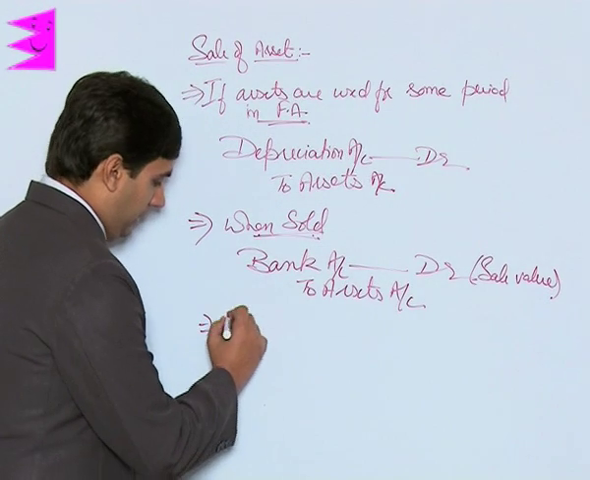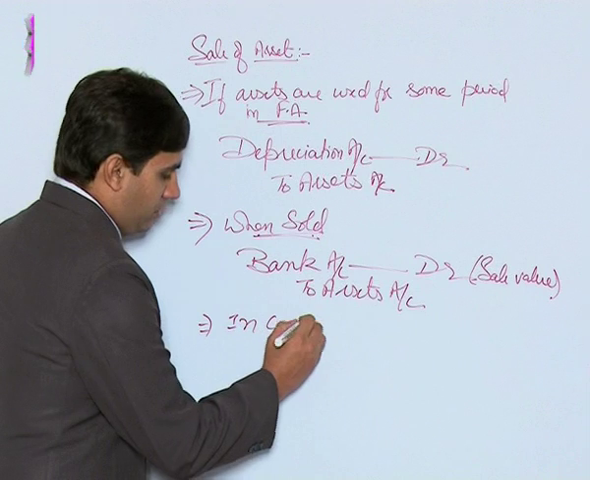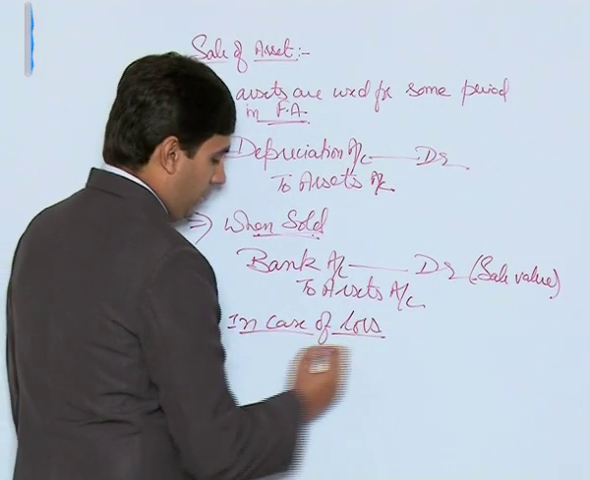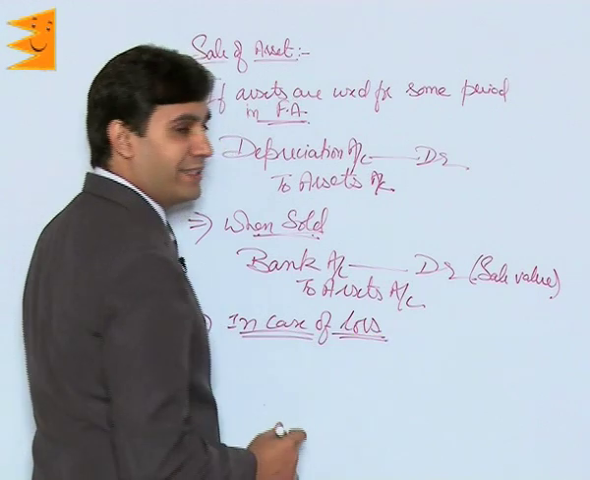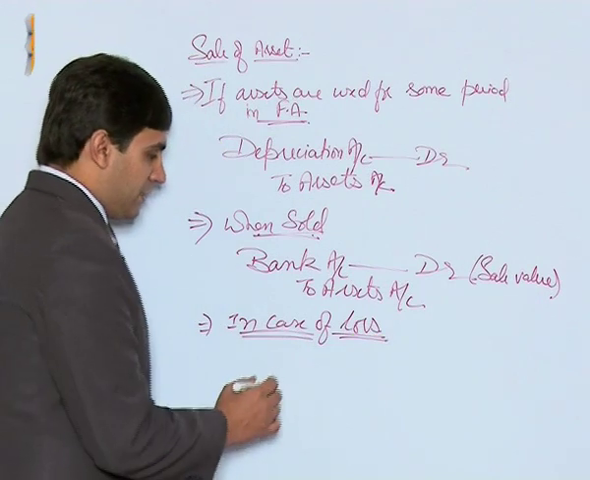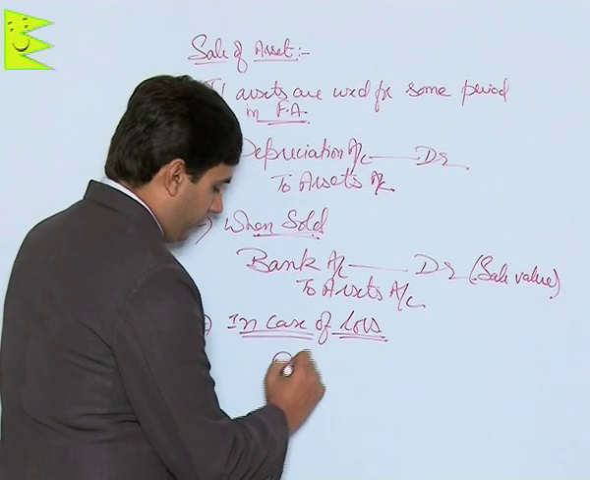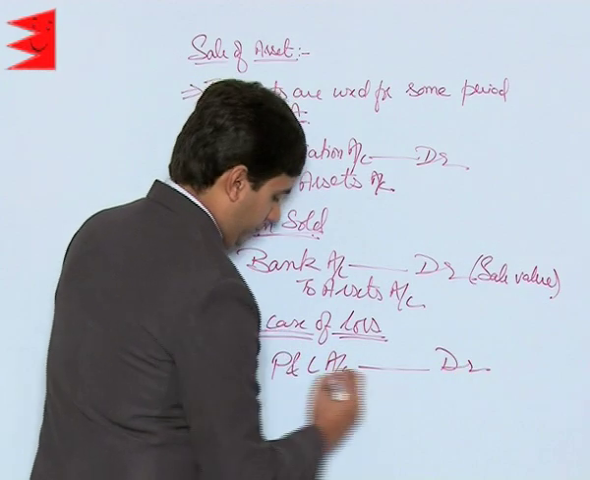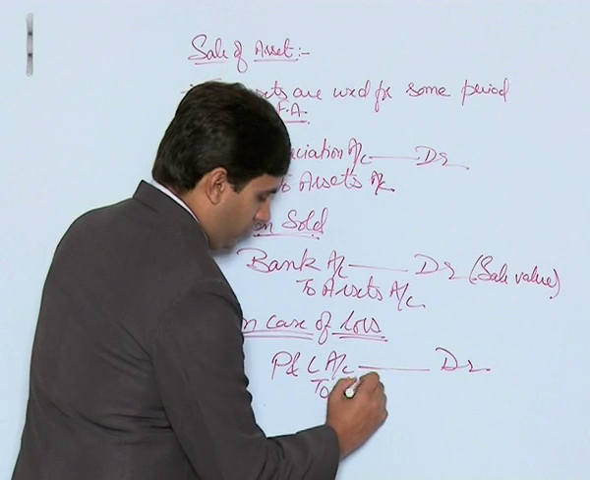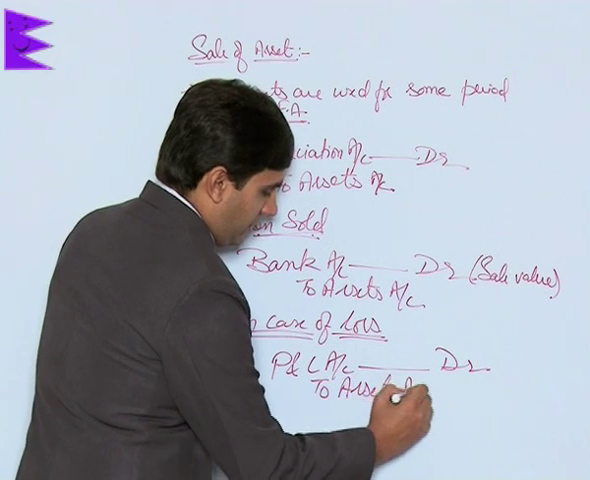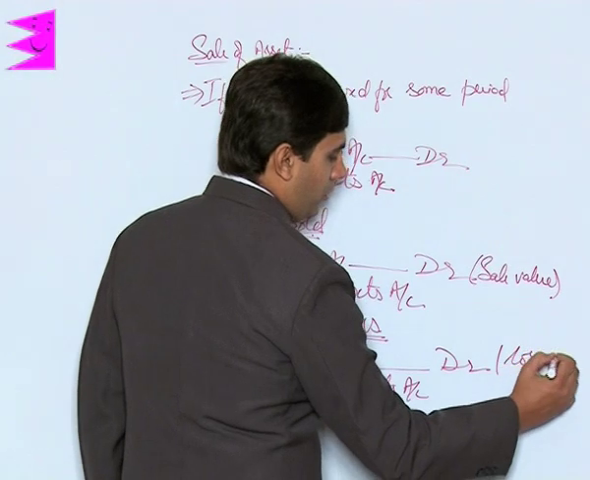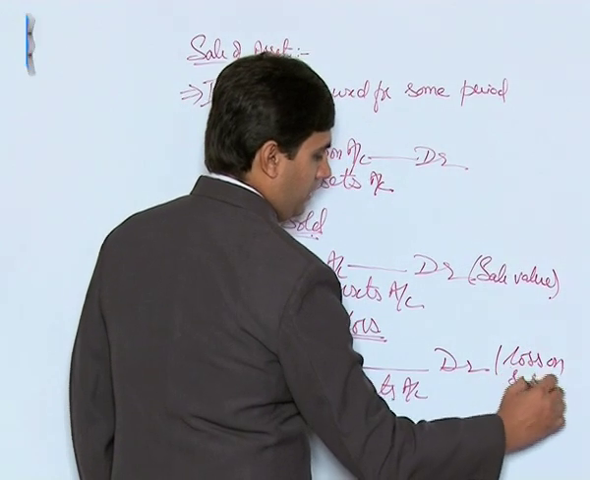Then in case of loss, it is quite possible that you incur a loss while selling the asset. So in case there is a loss, the entry would be profit and loss account debited to assets account, that is loss on sale.